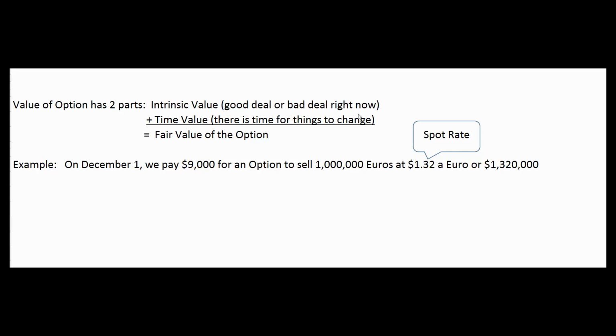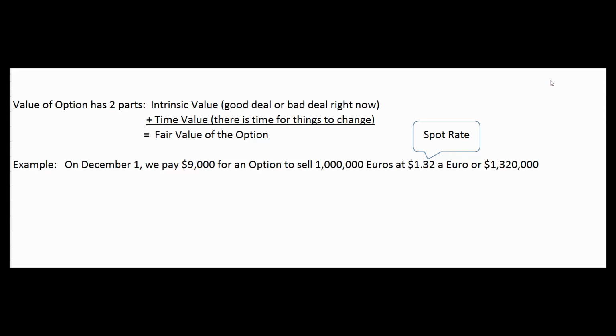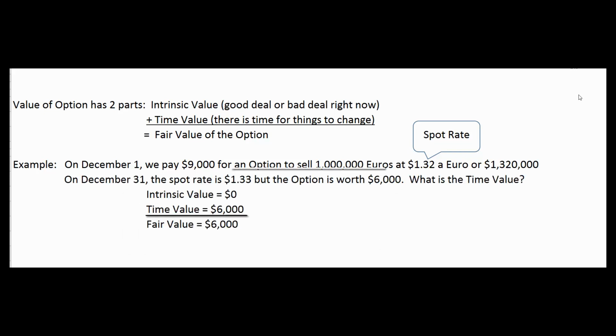Every option has 2 parts. The intrinsic value, is it a good deal or a bad deal right now? Well, our option was to sell these things at $1.32. There's no advantage to that. That's the market rate. So all that $9,000 value has to be the time value, the notion that there's 90 days and it could turn into a good deal at some time over the next 90 days. So it's December 31st, and we find out that the total value of the option is $6,000.